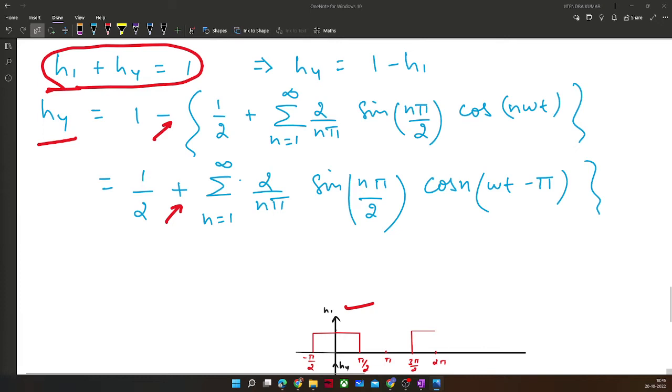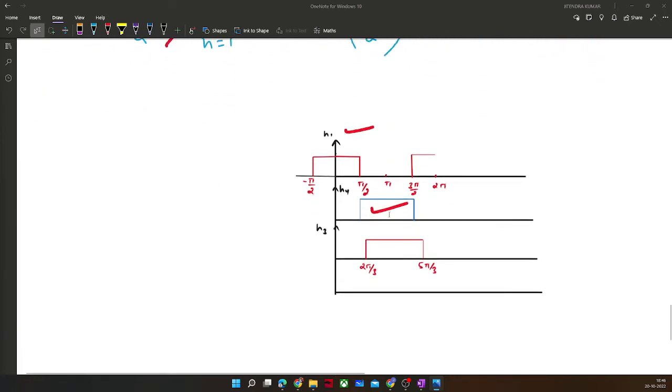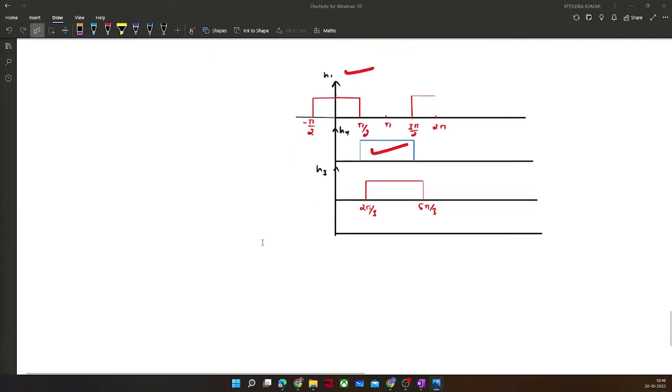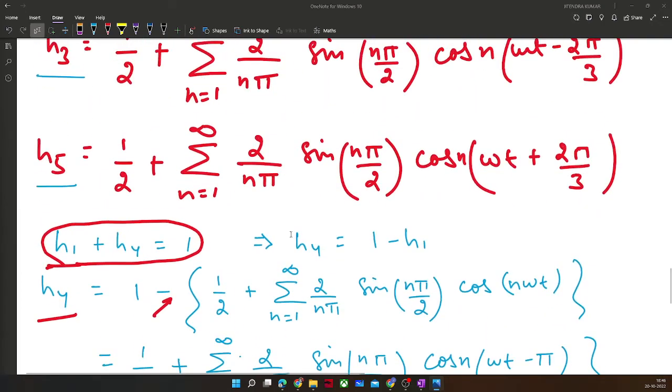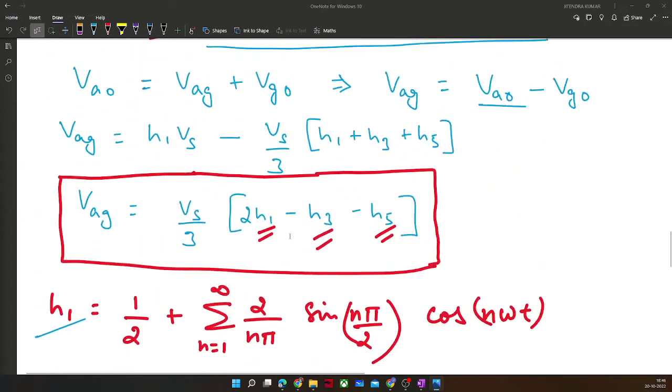Now we almost know all the Fourier series of all the switches. Now we just need to put all in one place, and we are good to go. So we said that VAG is this much. Let me take it.